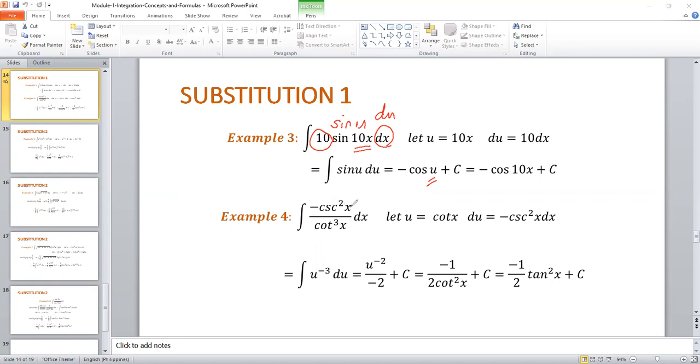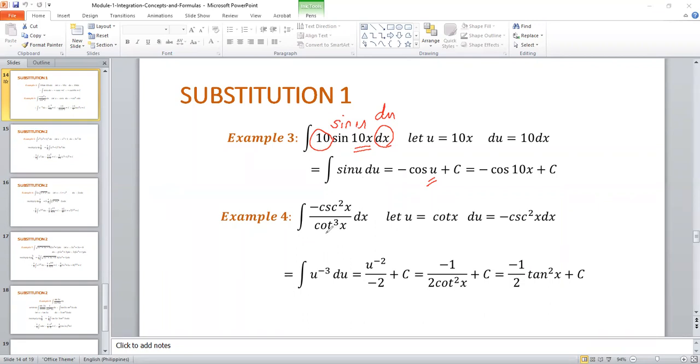Negative cosecant squared x over cotangent cube x. If you look at this, you always look for association, class. Is cotangent related to cosecant squared? Of course, the answer is yes, because we know that your cotangent function has the derivative negative cosecant squared x. So knowing that, seeing that these two have an association, one is the derivative of another, then you can let u be your cotangent x only.